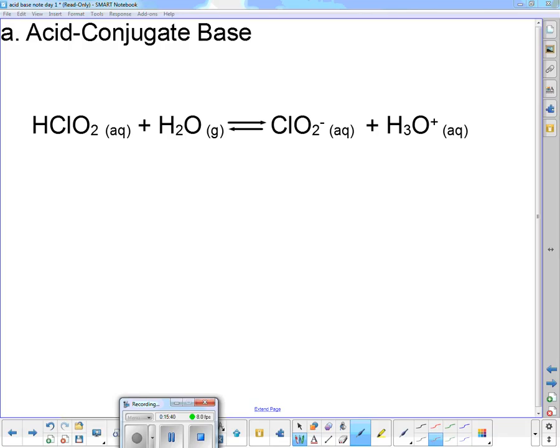This is a what? Acid. It's an acid, because it gave up the hydrogen from this side to this side. Okay, Brody, give me something else to label. Okay, this is an acid. What kind of acid? Good, conjugate.